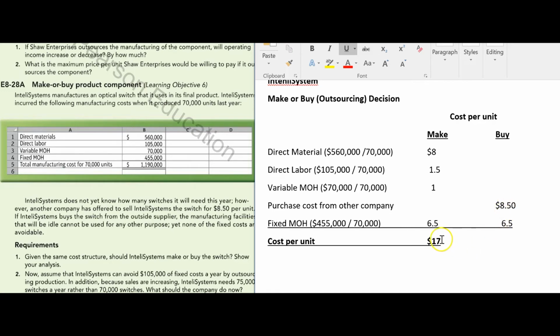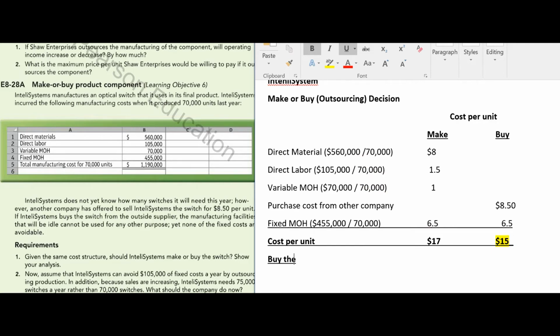So these two together, their cost per switch will become $15. So apparently, if they buy, they could actually save $2, right? So it seems that buying the switch is the best decision.